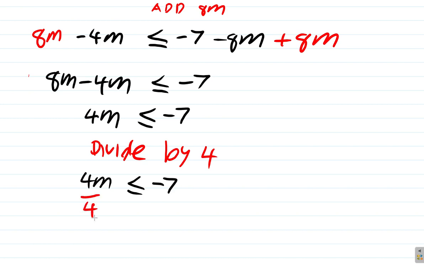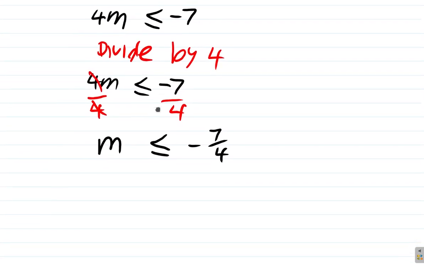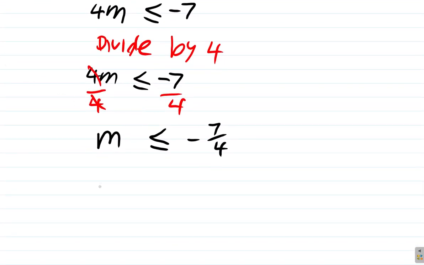We divide by 4, divided by 4, 4 cancels 4. So all you're left with on the left hand side is m. m is less than or equal to negative 7/4. So m is less than or equal to negative 7/4. You could write the negative 7/4 as a mixed number as well and say m is less than or equal to negative 1 3/4.